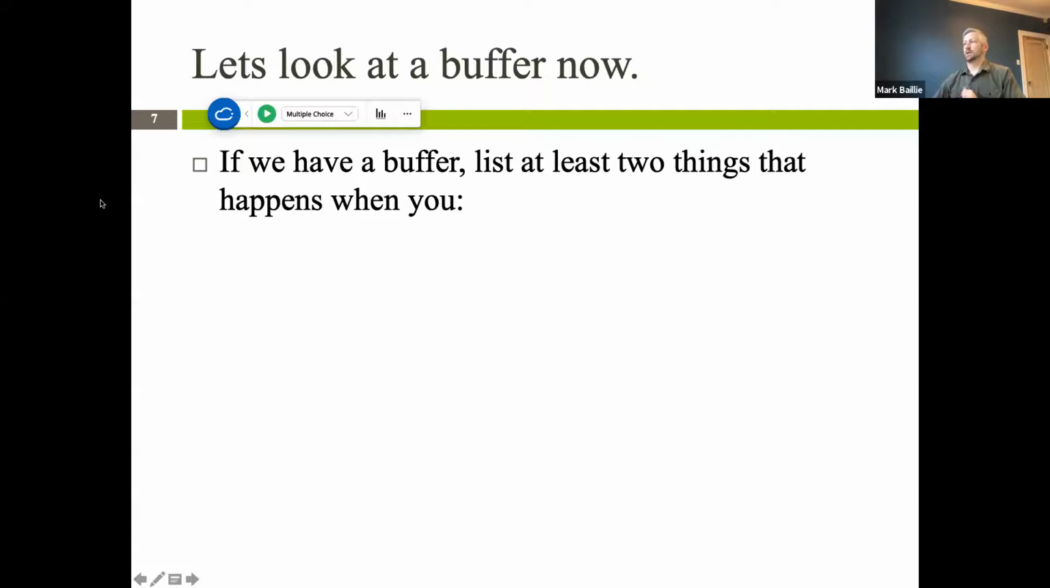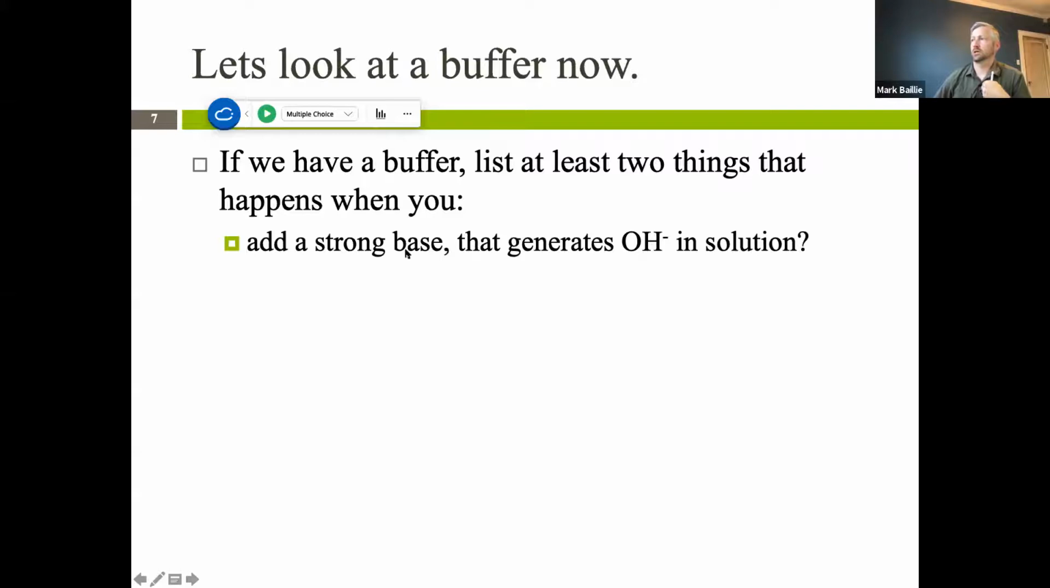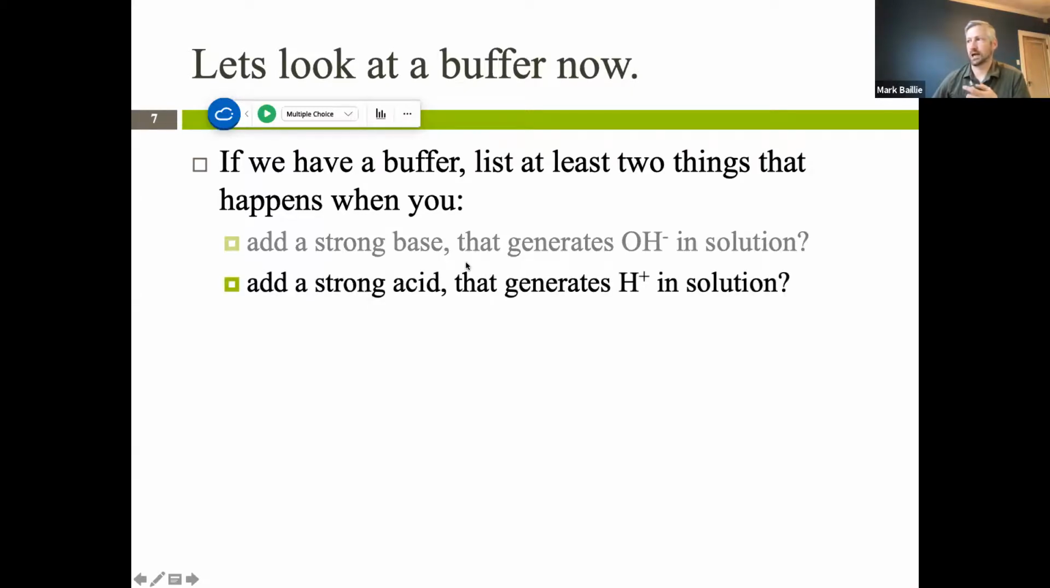Okay. So in doing that, there's two things I want you to think about. If we have a buffer, list two things that happen when you add a strong base that releases hydroxide, OH minus. And I want you to list two things that happen when you add a strong acid that generates H plus in solution, okay? So those are the two framing questions that's on your worksheet for tonight.